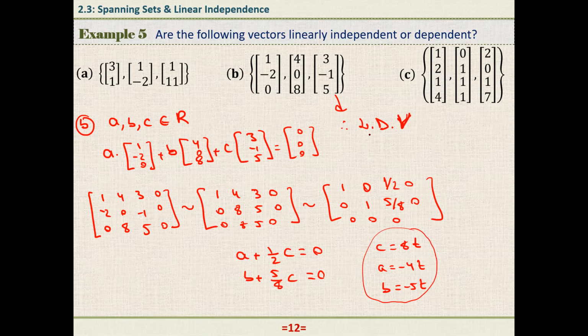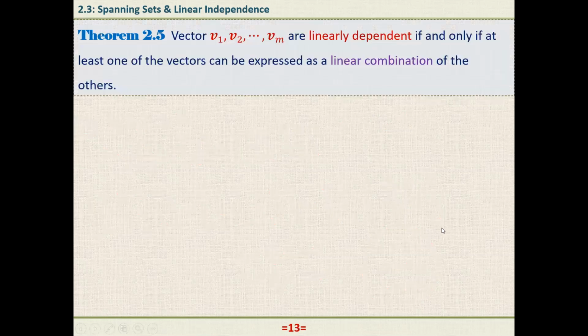And C, you can actually do it yourself. Let me skip this for you. So vectors V1, V2, and Vm are linearly dependent if and only if at least one of the vectors can be expressed as a linear combination of the others. If you just show that one of the vectors can be expressed as a linear combination of others, then we can say that these vectors are linearly dependent.